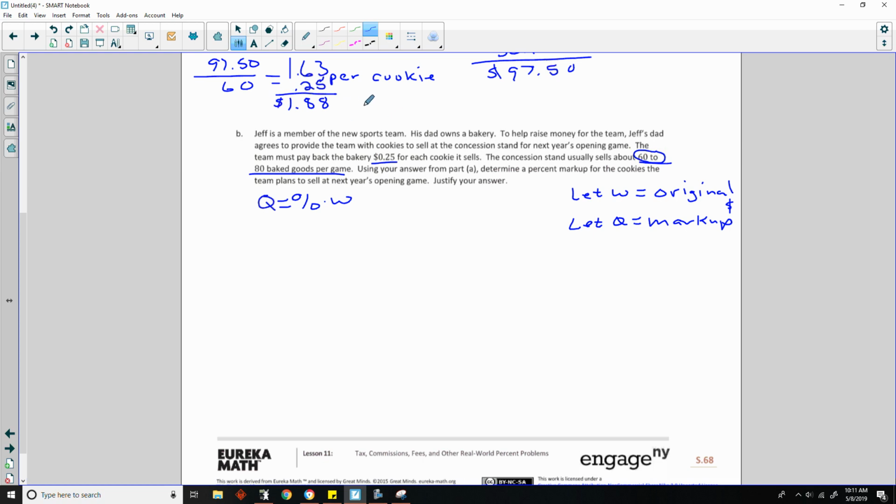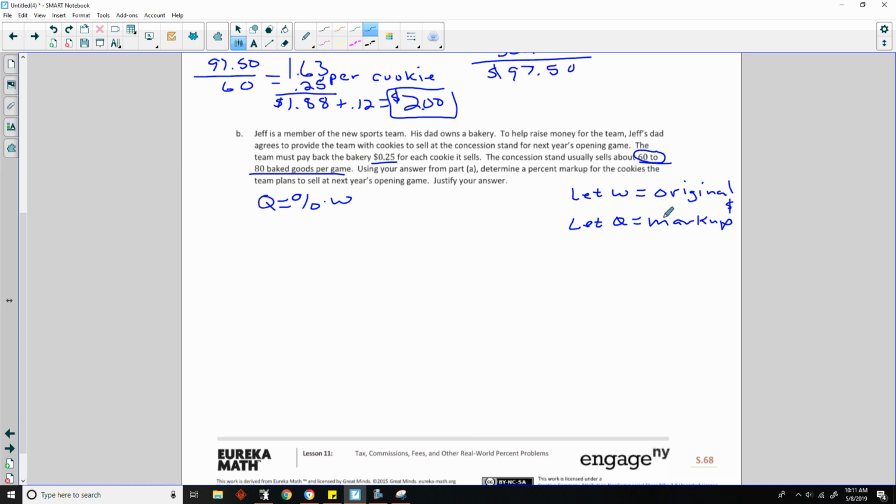But we want to err on the side of caution. So let's add 12 cents to that and make it an even $2. And that way we don't have to deal with change as well. So let's sell the cookies for $2. So that's how we determine that.